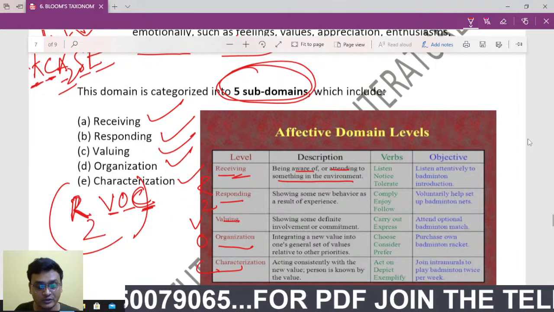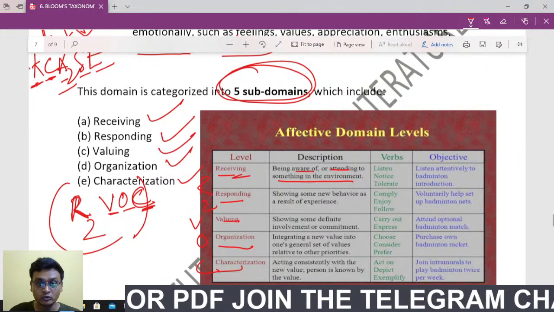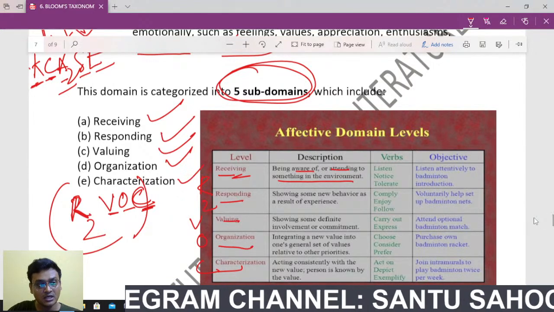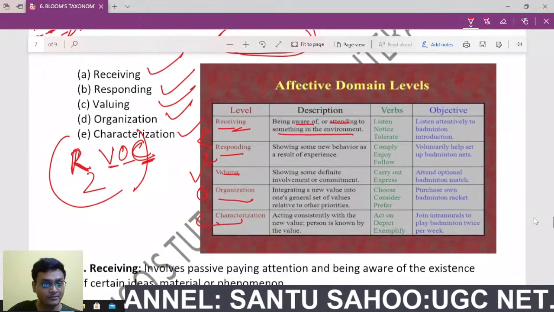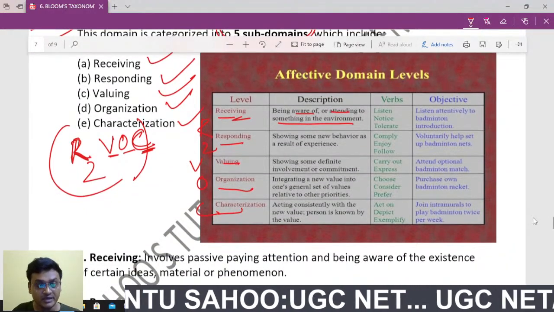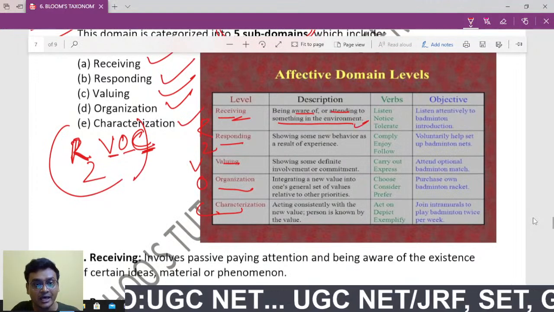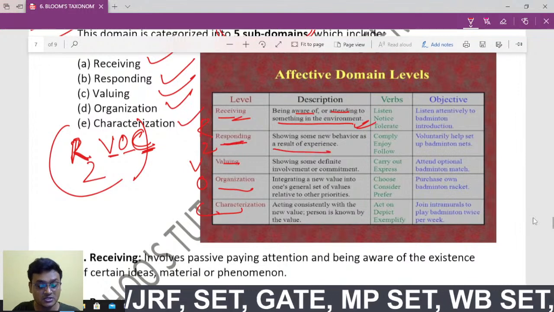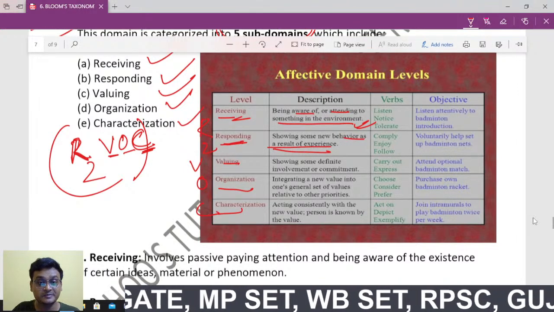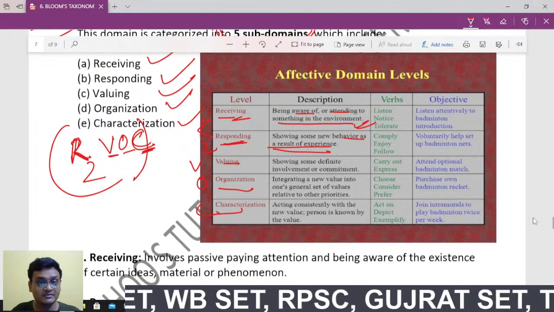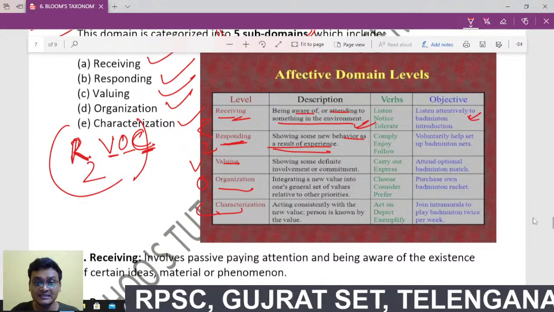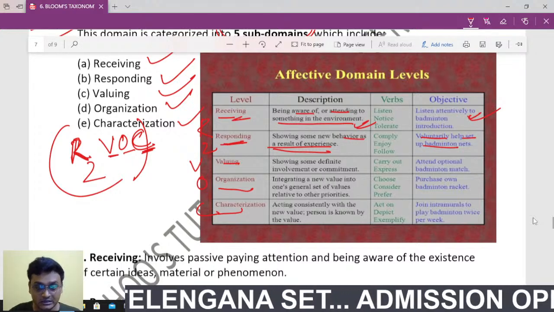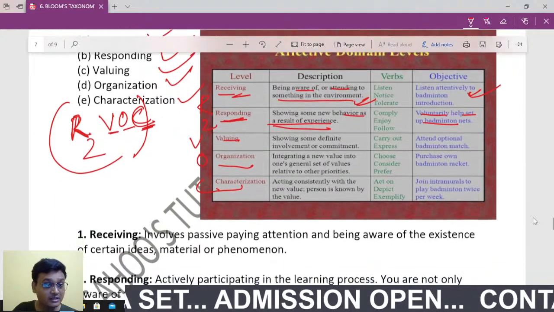This is a very important topic. Questions often come from this. In Bloom's taxonomy, the most important is the cognitive domain, then the affective domain as well as the psychomotor domain. So what is receiving? Receiving is being aware of or attending to something in the environment, and responding is showing some new behavior as a result of experience. The objective of receiving is to listen attentively, or voluntarily help set up badminton nets.